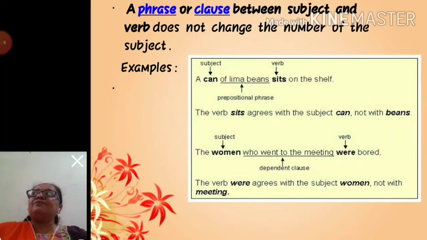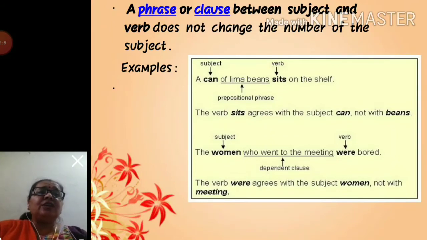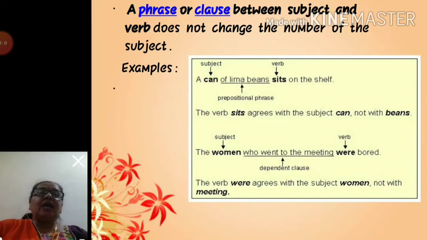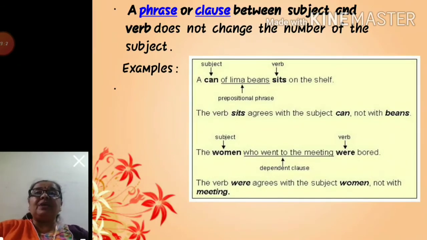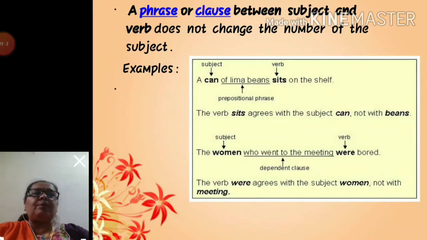When you come to a phrase or clause between the subject and the verb, that does not change the number of the subject. Means, a can of lima beans. Now a can is one. So that is why it is going to take a singular verb. The verb agrees with the subject can and not with the beans. In your second sentence, the women who went to the meeting were bored. So we are talking about the subject as women, not the meeting. So women are plural, that is why we have taken a plural verb.